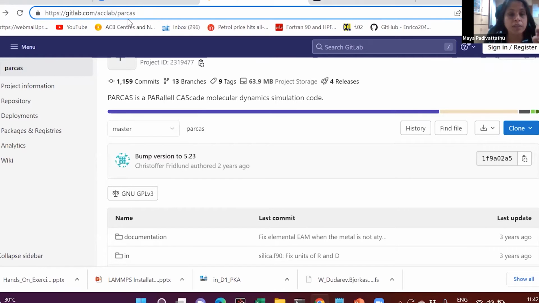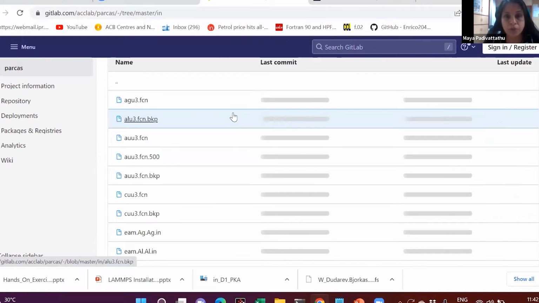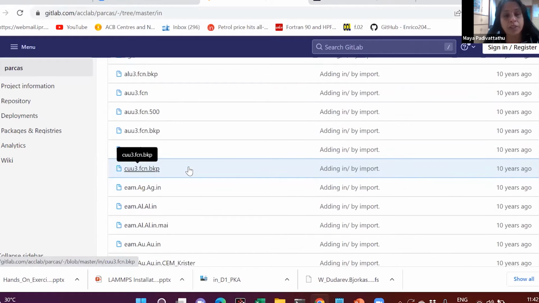So this is the link, github.com Parcas. So you can remember parallel cascade. This is a code for anybody interested only in simulating cascades. It is extremely light for cascade simulations. It doesn't have many other features. You can look at the input file, for example. You get all the documentation here, and the input file, which gives you some basic input for different structures.